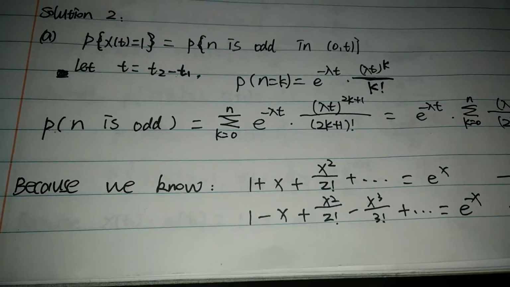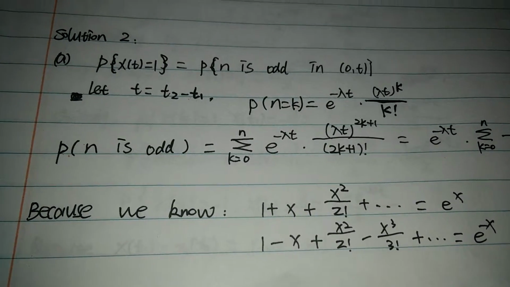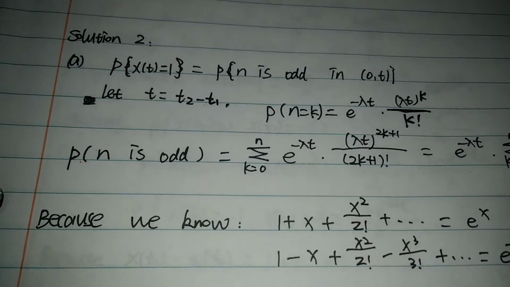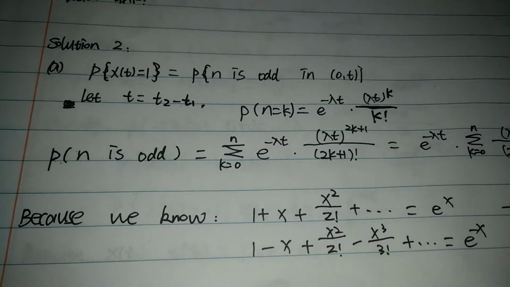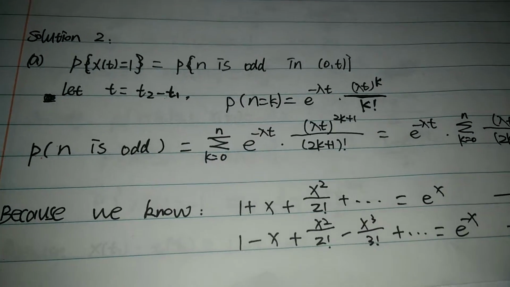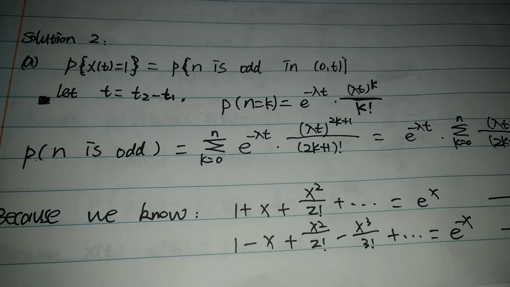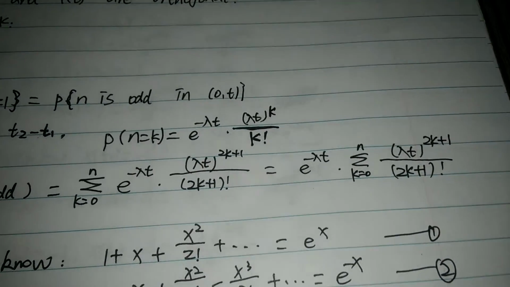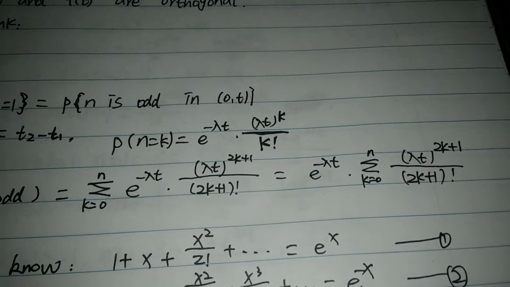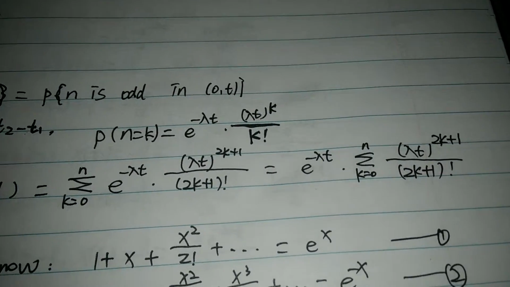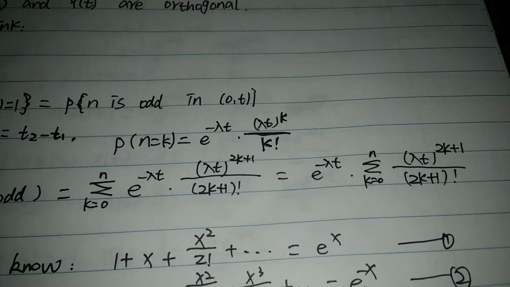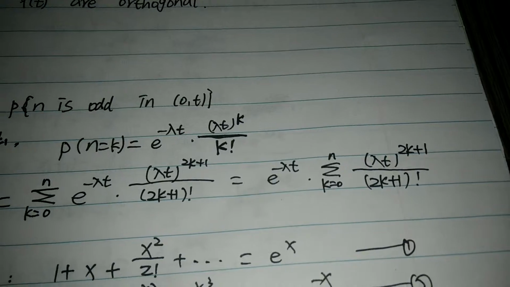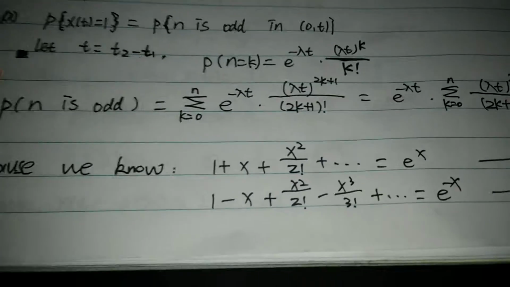So we can get the probability of n is odd equals the sum of k from 0 to infinity of e to power minus lambda t times lambda t to power 2k plus 1 over 2k plus 1 factorial. It equals, we can take the e to power minus lambda t out, so it equals e to power minus lambda t times the sum of lambda t to power 2k plus 1 over 2k plus 1 factorial.